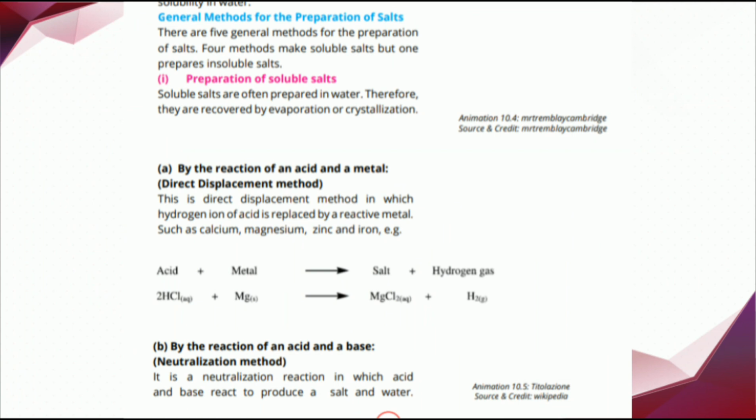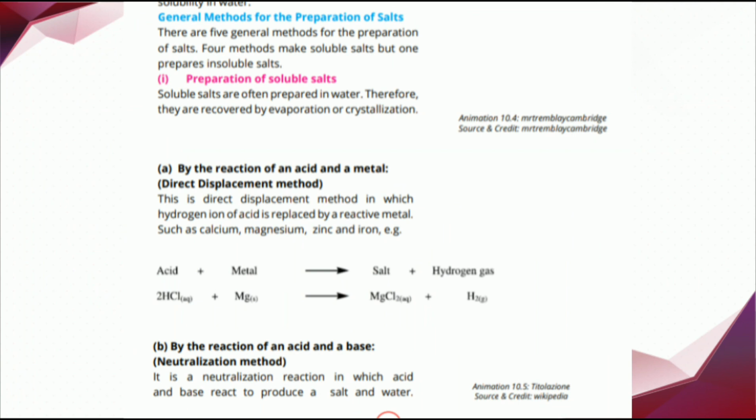First method, by the reaction of an acid and a metal. When the acid reacts with metal, the salt which is produced is very soluble in water. This is known as the direct displacement method, in which hydrogen ion of the acid is replaced by a reactive metal such as calcium, magnesium, zinc and iron.